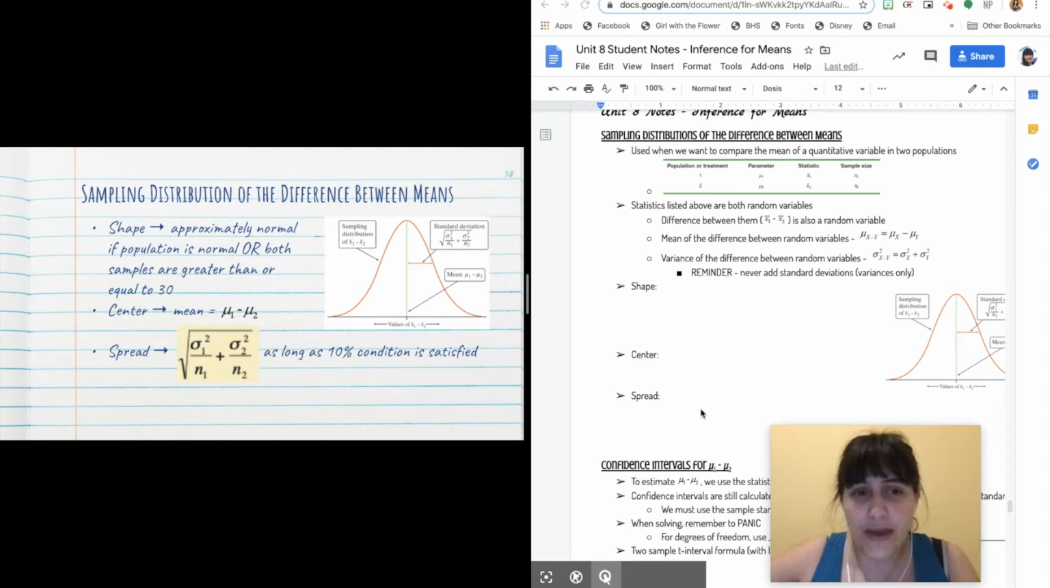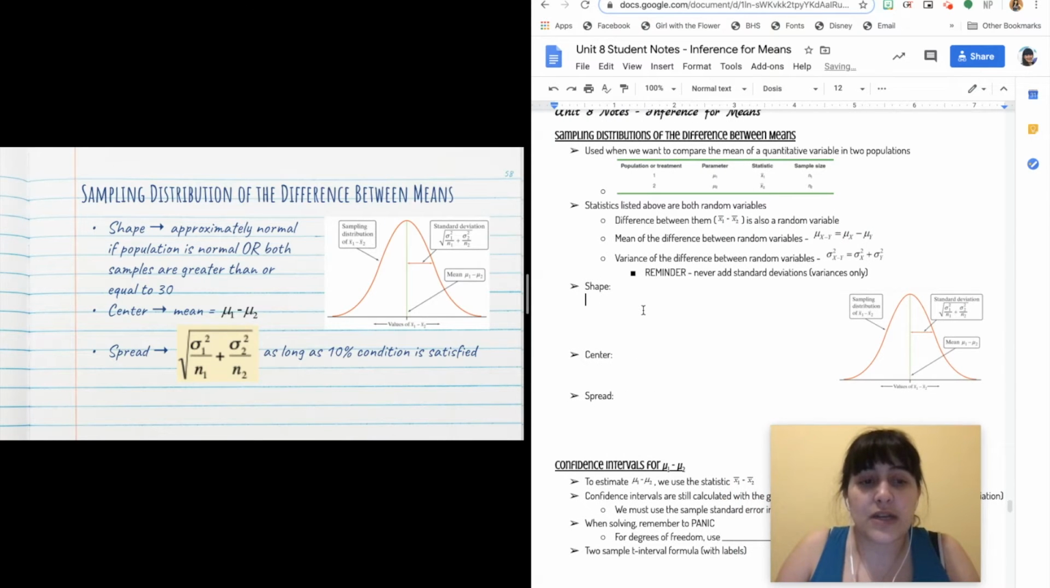So, before we do intervals and tests with difference between means, you have to understand what the sampling distribution for that is. It's very, very similar to what we did with proportions, right? If you have two populations or treatments and you subtract them, you still have a random variable, you still have a normal distribution that has its own special mean and standard deviation. You can see on the left side of my screen that the shape for this distribution is going to be approximately normal as long as the success fail condition is satisfied.